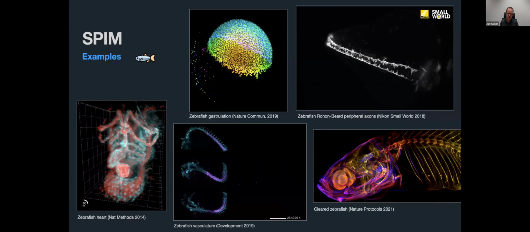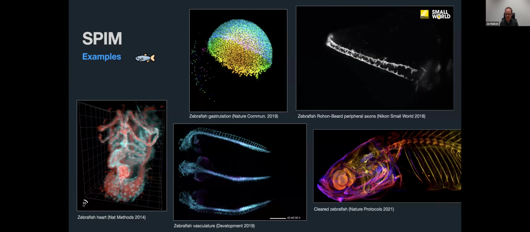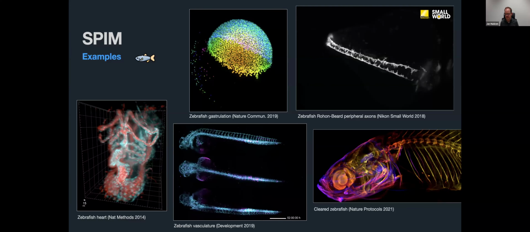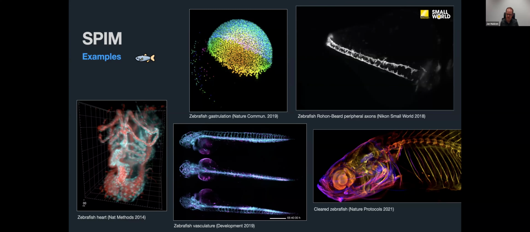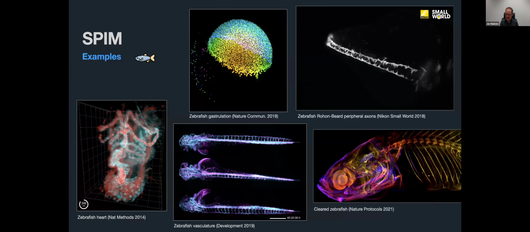The next one, showcasing the low phototoxicity, is a 3-day time lapse of a developing zebrafish larva, where we've highlighted not just the vasculature, but also the blood flow. And the beauty of this data is really that we can image the fish for so long. At the same time, as you can see, we can even record it from different directions.